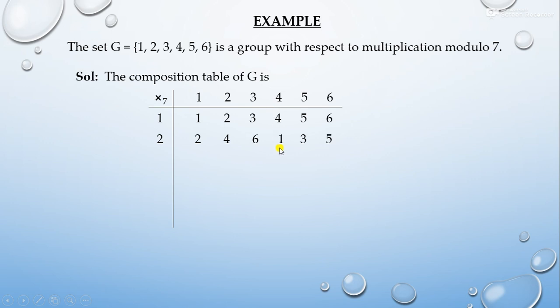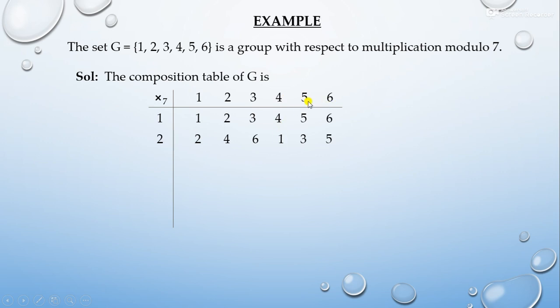But 8 is greater than 7, so you have to divide it and take the remainder term. When you divide 8 by 7, your remainder term will be 1. So you have to write 1 here. It means that 2 times 4 will be 1.